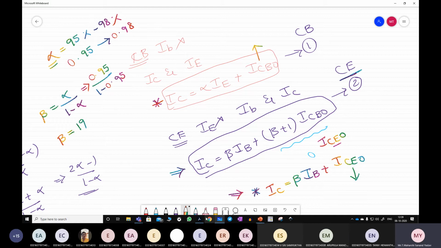Suppose I'm assuming it as case number 1. Now next. Let me change the color. Now you substitute 0.98. So here beta is equal to 0.98 by 1 minus 0.98. What is the answer? 49. So this is nothing but 49. So for 0.95 I got the answer as 19 and here I got the answer as 49. But the default range for beta is 50 less than or equal to beta less than or equal to 400. This is the general range for beta.